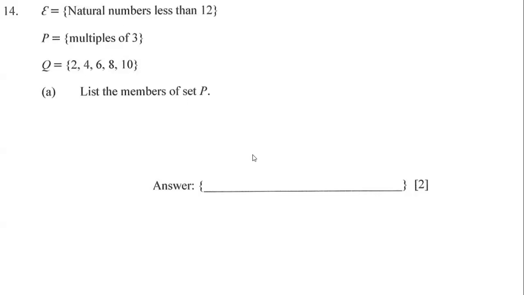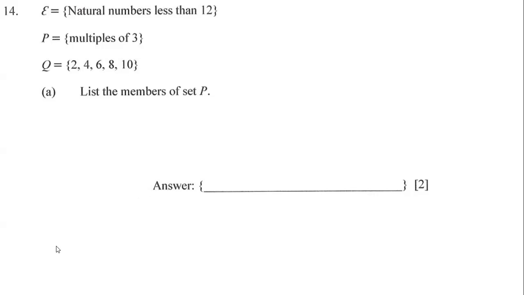Good. So just say universal set? The universal set is equal to? Okay, the universal set is equal to natural numbers less than 12. Continue. P is equal to? P equals multiples of 3. Q equals 2, 4, 6, 8, 10. A, list the members of set P. Very good.